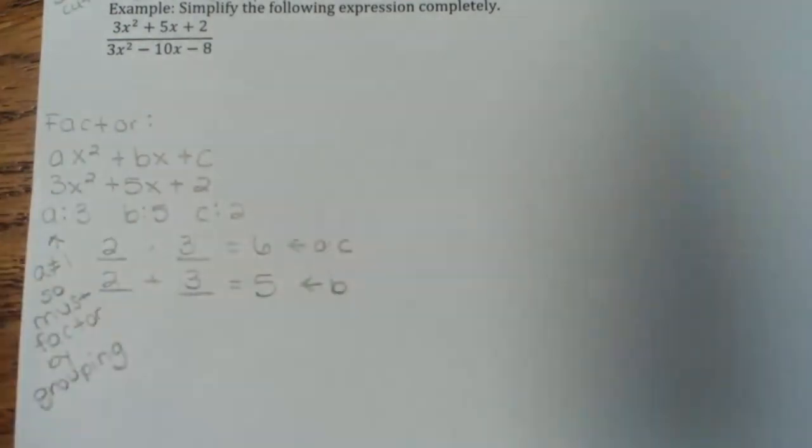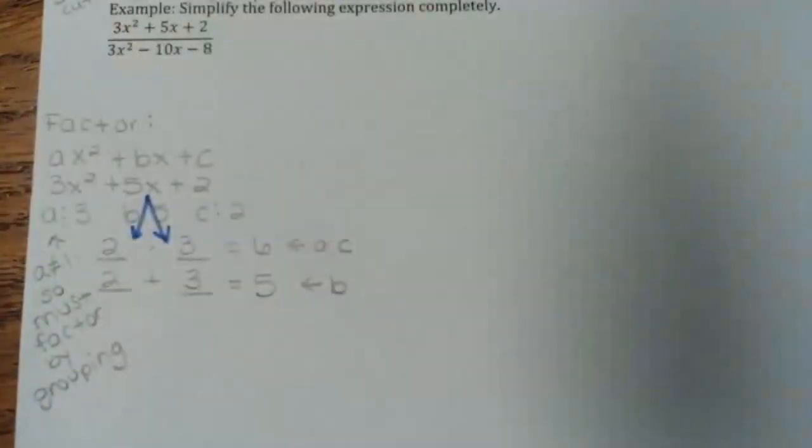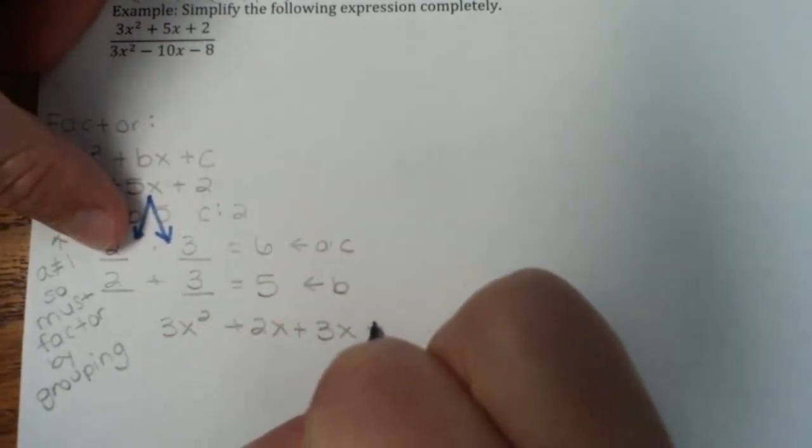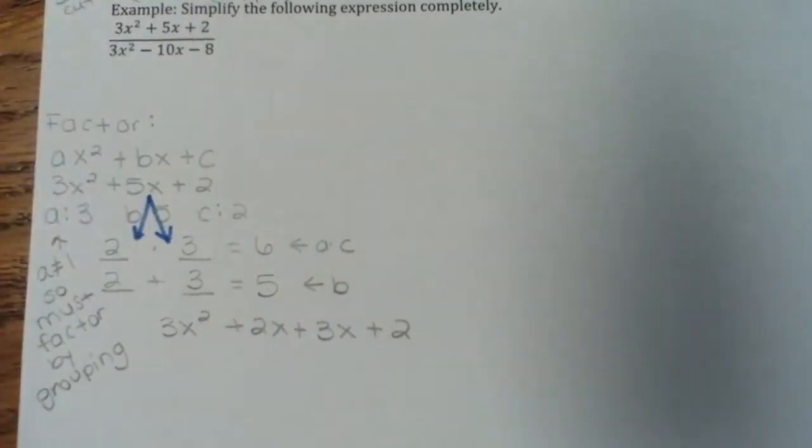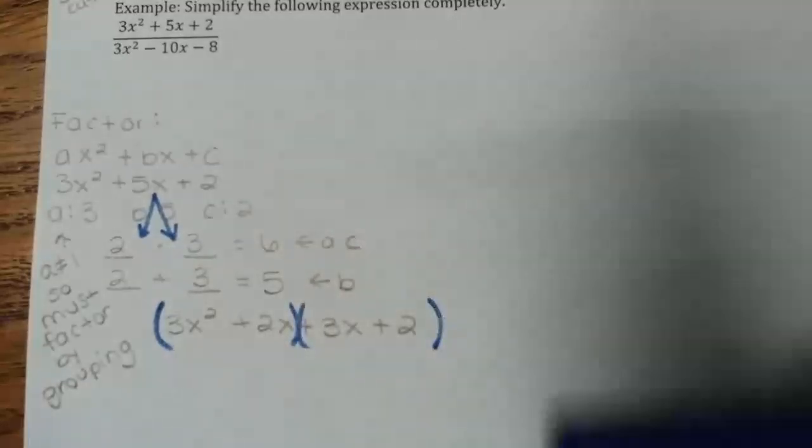Which means we're going to use the numbers in our blanks to split up this middle term, 5x, so that way we can have 4 terms, so I can group the first 2, group the last 2. So 3x squared is going to stay the same. Instead of our 5x, we're going to use the numbers in our blanks, so positive 2x, positive 3x, and then plus 2. Now we have 4 terms, so I can group the first 2, group the last 2.